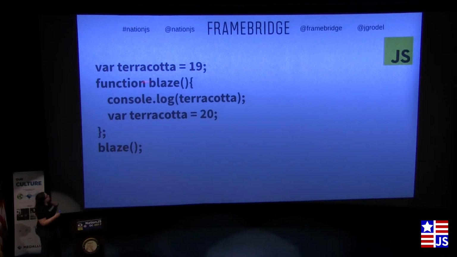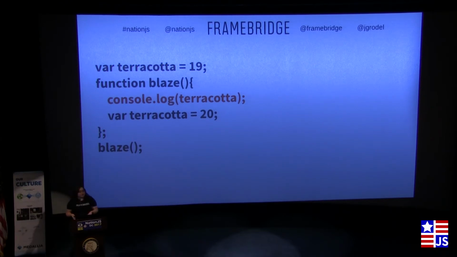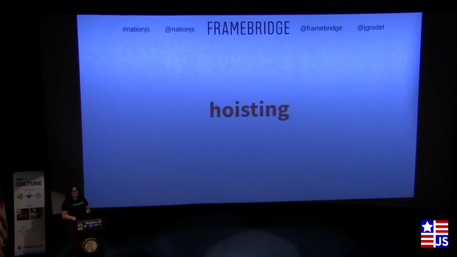Okay. All right, here's one more. I'm going to set up var terracotta to be 19, and then I'm doing a named function here, blaze. I'm setting it up, and then I'm calling it. And when I call it, I'll get here to this console log, where I am taking a look at the value of terracotta. What do you think we're going to get here when we look at terracotta? I'm hearing some 19s, I'm hearing some undefined. Maybe I heard some 20s. So this is a trick question. And I'm setting myself up to talk to you about hoisting.